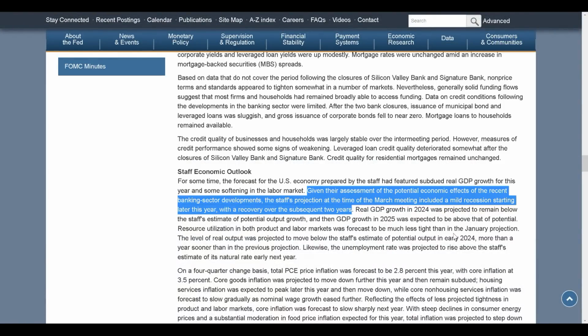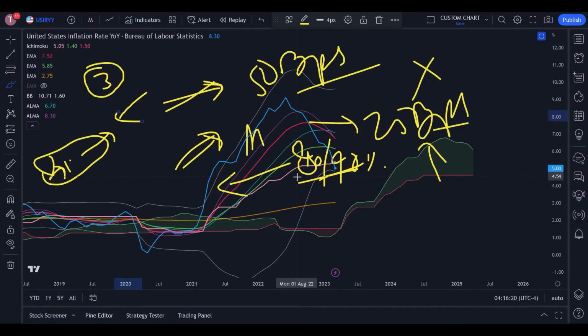But now you can clearly see that the Federal Reserve itself has mentioned that a mild recession is starting later this year with a recovery over the subsequent 2 years. So the question is whether you are going to trust these market manipulators or the Federal Reserve that actually drives the entire economy and the entire stock market. I leave it up to you.